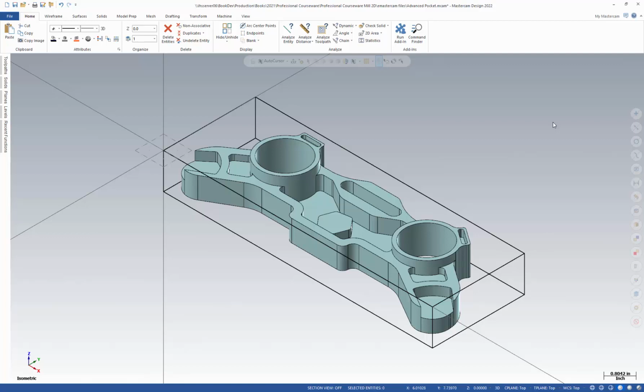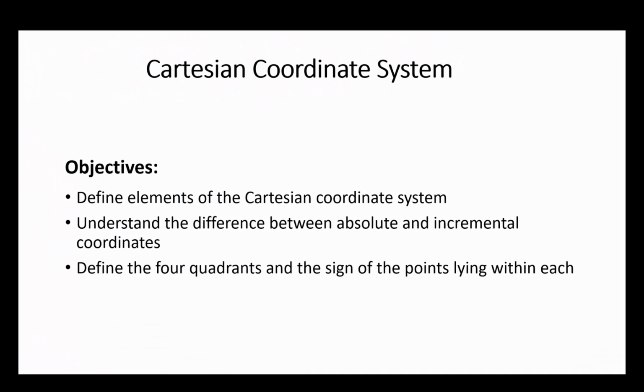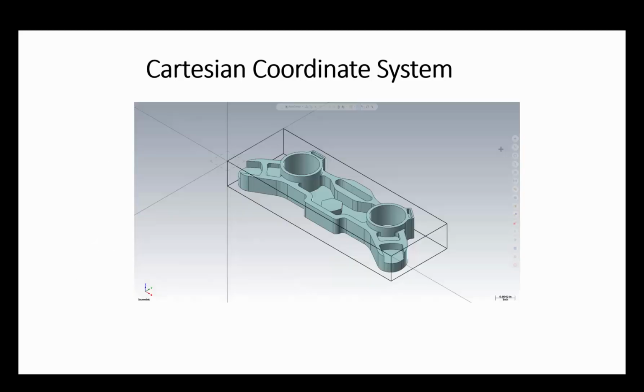Before learning how to draw in Mastercam, let's review some basic concepts and terms used in CAD technology. In this video, you will learn how to define elements of the Cartesian coordinate system, understand the difference between absolute and incremental coordinates, and define the four quadrants and the sign of the points lying within each.